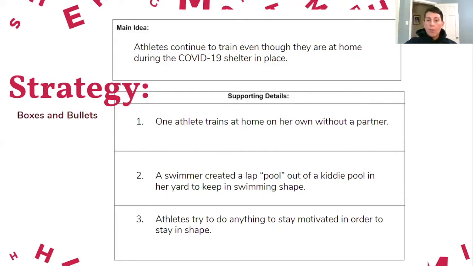If you were unable to find 3 supporting details, then you knew that you needed to go back to the drawing board, go back to the text, and ask yourself, what is this text mostly about? What do I think the author is trying to say about athletes training at home?